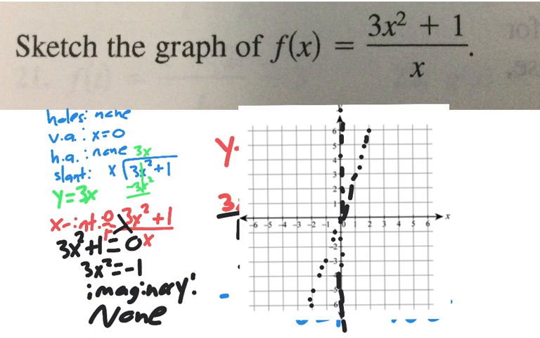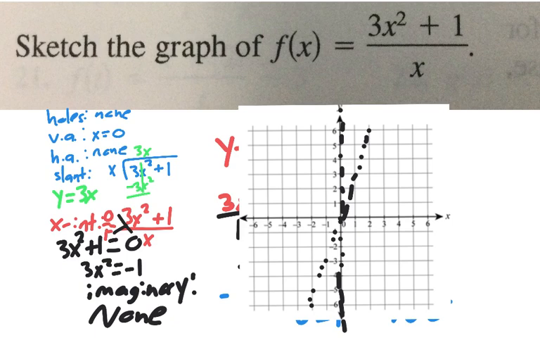And then when I check, did it cross my slant asymptote? The 3x squares canceled, and I covered that up. Sorry. So that means I got 0 equals 1 as my statement, which again was nonsense. So it does not cross this asymptote. Now I've graphed the two asymptotes. I've got my vertical asymptote and my slant asymptote.